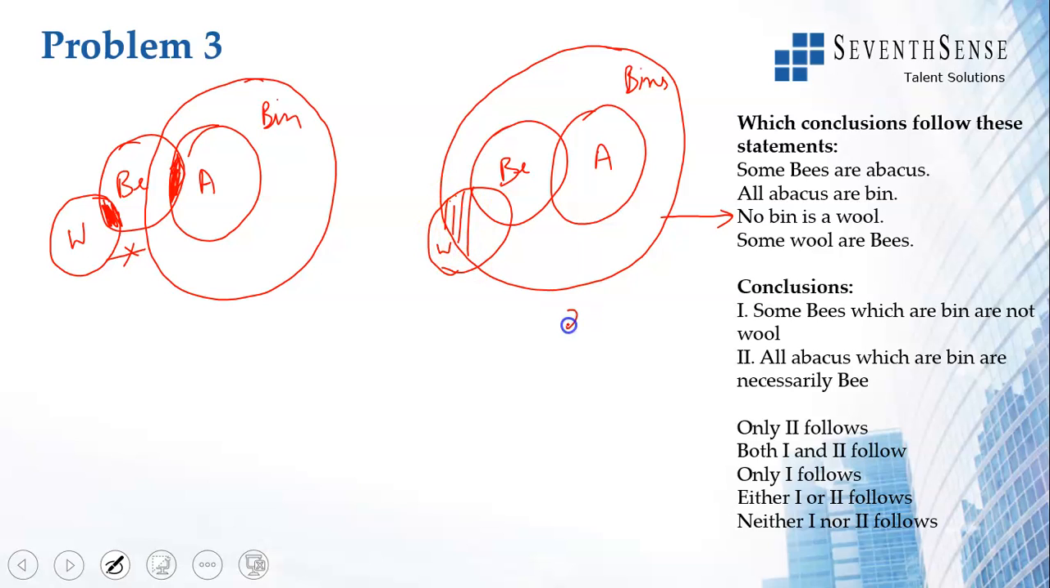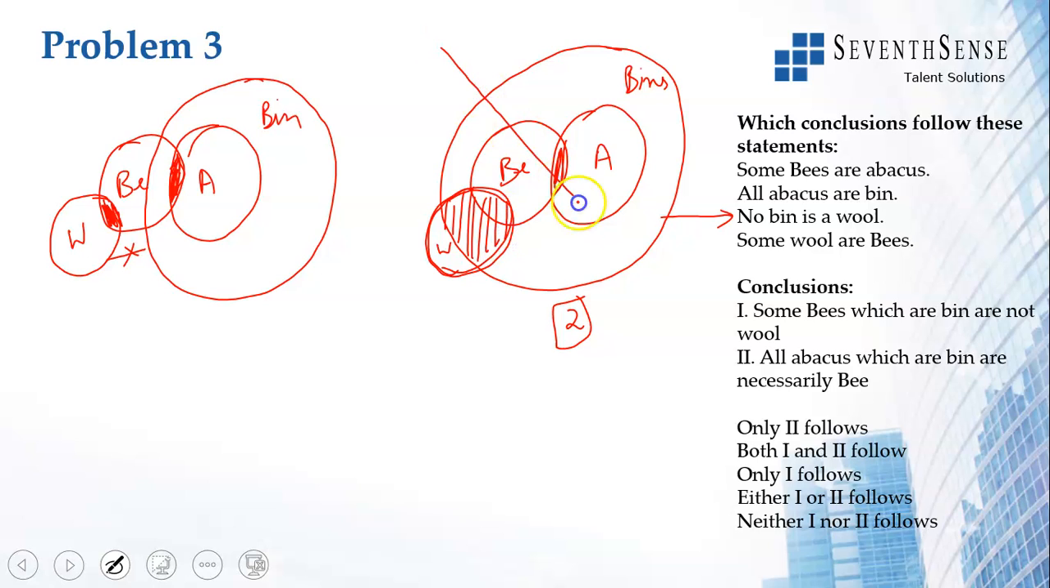Let us see why drawing number 2 is not possible. Some bees are abacus, correct? All abacus are bins. If I draw this circle big to completely cover bees, then when I draw some wool are bees this way, no bin is a wool is contradicted. There should not be any overlap between bin and wool. This is bin and wool overlapping.